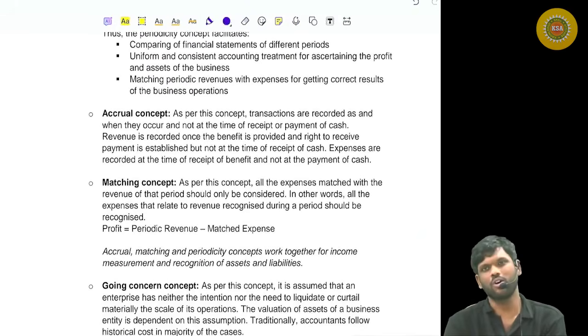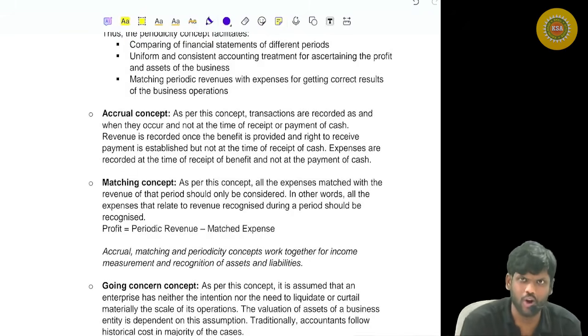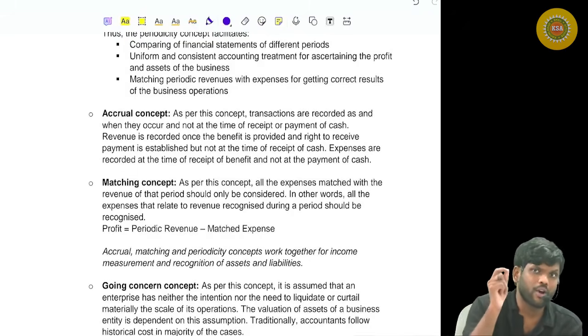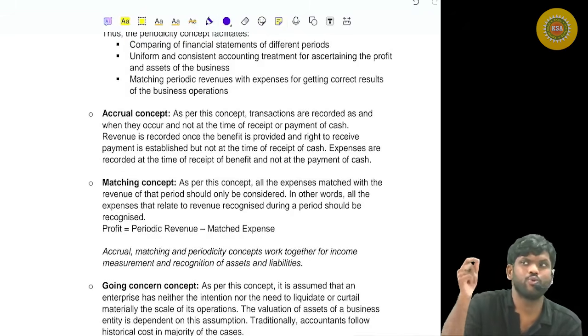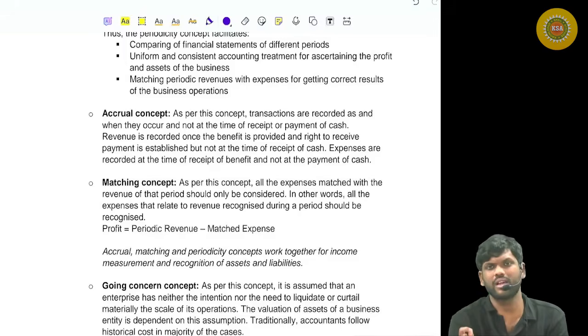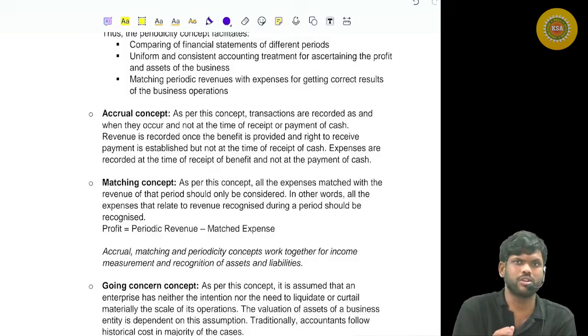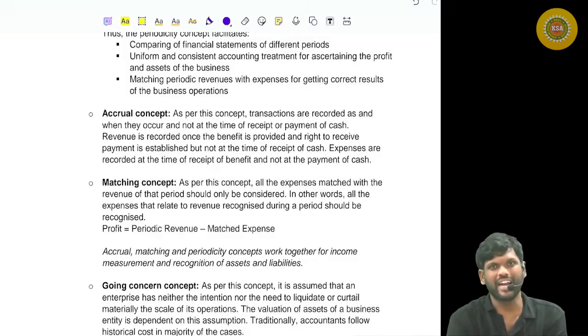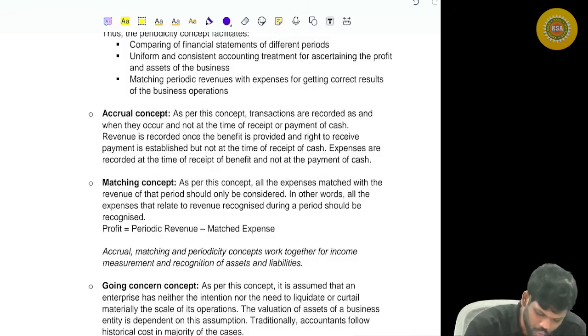Then we have accrual concept. All of you know, as per accrual concept, an income can be recorded only when you have delivered the goods or services, not when you have received cash. Same way an expense can be recorded only when you have received goods or services, not when you have paid cash. This is the core concept of accrual concept.